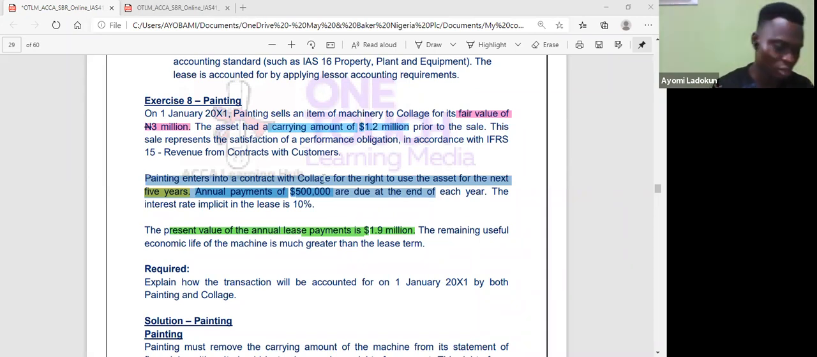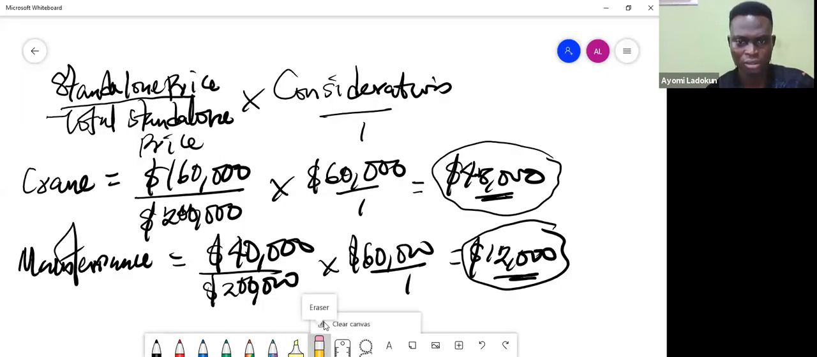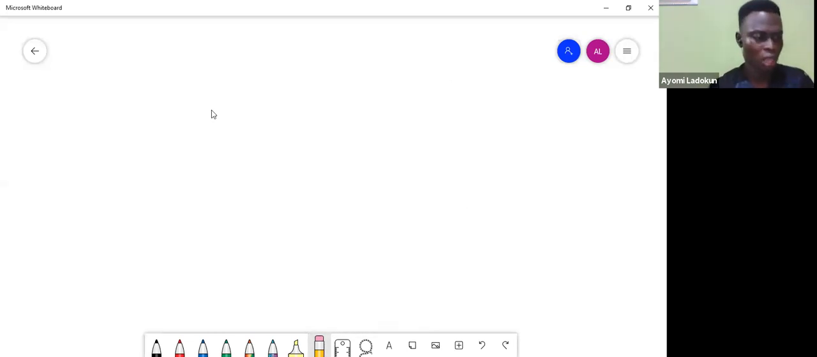So what is my fair value? I sold at 3 million. What is the previous carrying amount? 1.2. Did you see that? Remember I said we must measure the right of use asset as a proportion of the previous carrying amount. So that's why you are multiplying by the carrying amount. The figure I get is what I use. So let me see if I can do that. All right, can I share? Let me pull this out.